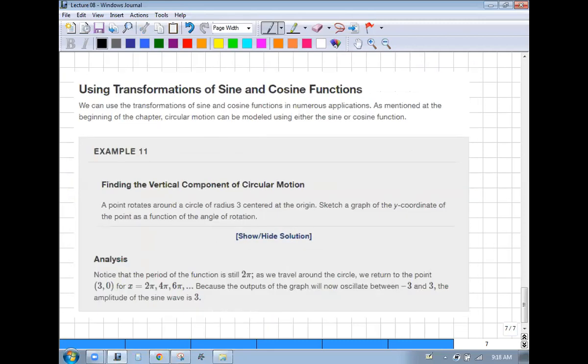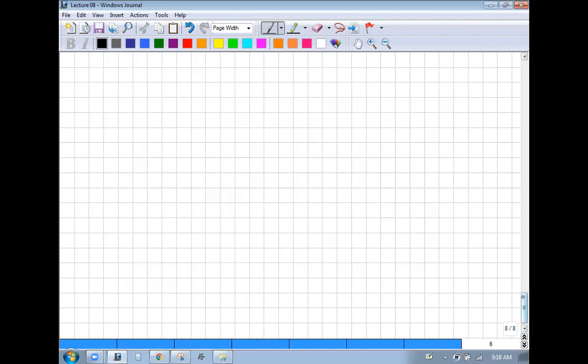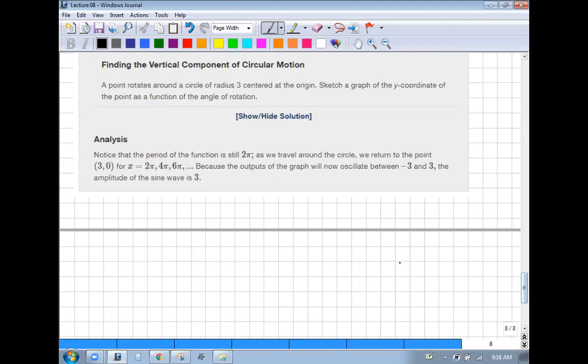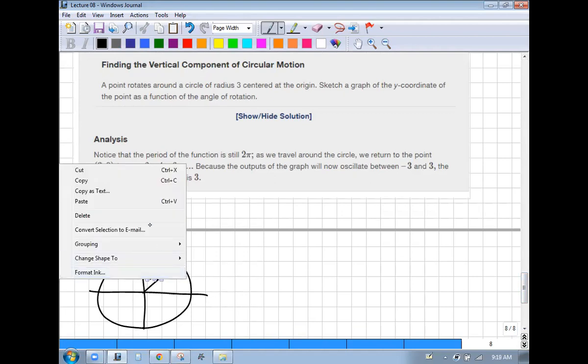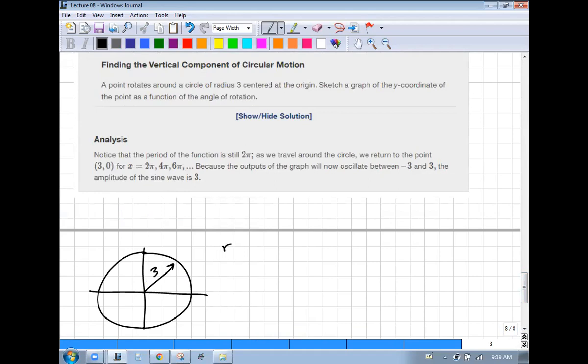Okay, this is where it gets difficult. Word problems, right? Where we have to start thinking. So we have a point rotating around a circle centered at the origin. Okay, so here's a circle centered at the origin. The radius is 3. Sketch a graph of the y coordinate of the point as a function of the angle of rotation.